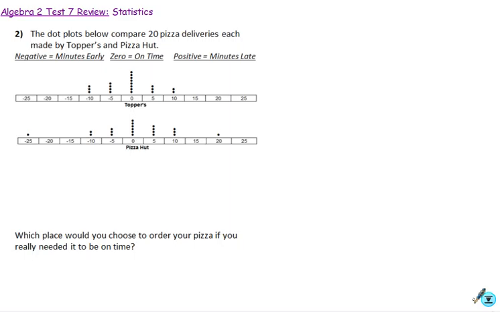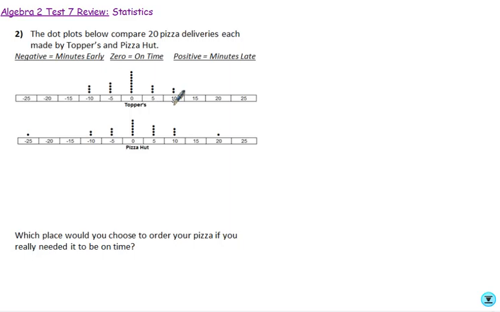So what this shows is that Toppers and Pizza Hut, the negative means they showed up early. So let's say they said they were going to be there in 30 minutes and they showed up in 20, then that means they were 10 minutes early. So it doesn't mean that it took them negative 10 minutes to deliver the pizza. Again, this is how did they do compared to what they said they were going to do. So 0 would mean that they said they were going to be there in 25 minutes and they were there in 25 minutes. Right? The positive number represents minutes late.